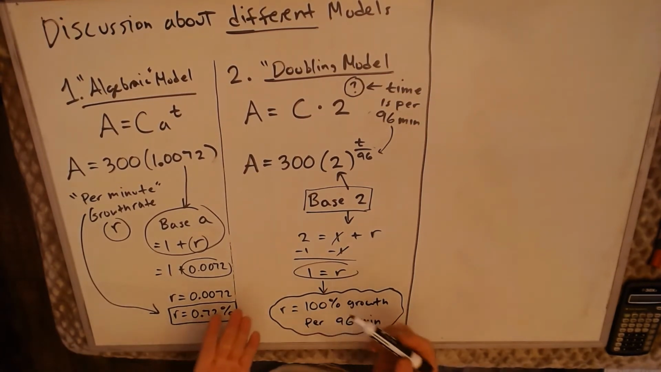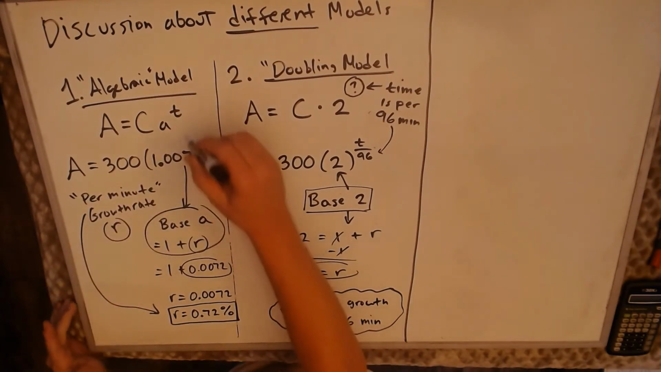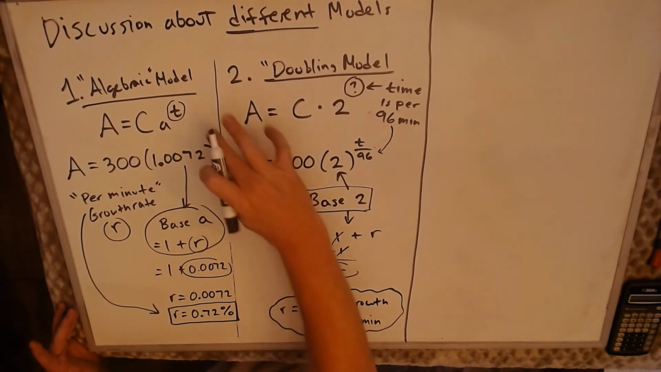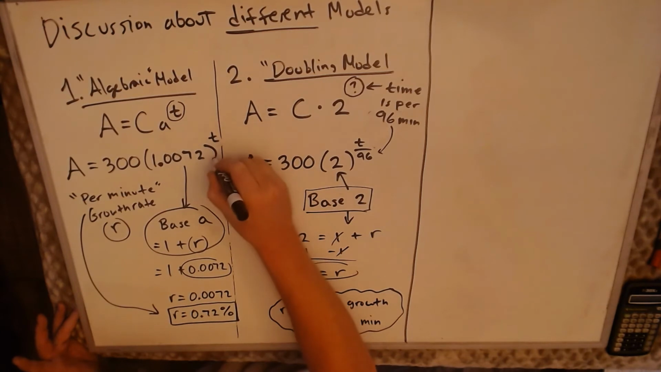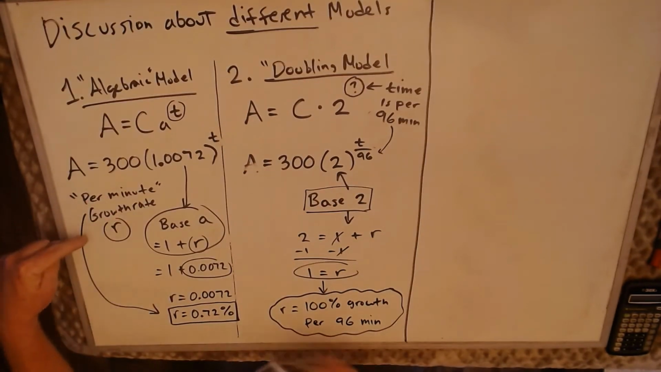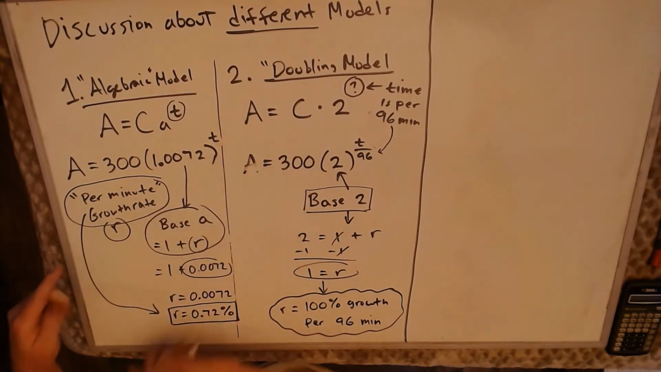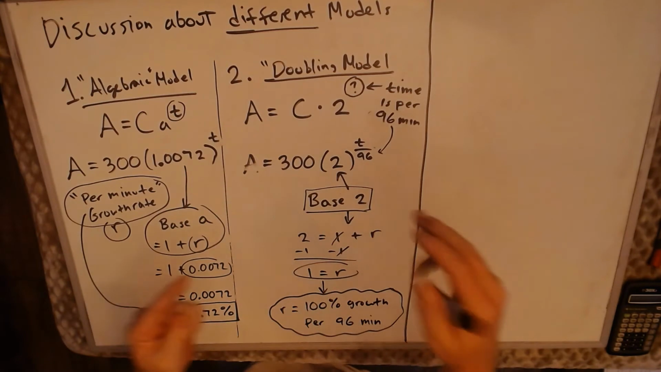Now these have some pros and cons. What's nice about the algebraic model? Well, what's nice about it is look at your power. Your power is super easy. It's so easy I almost left it out. It's a T right here. Your power in this model is just a simple T. It's per minute. So if you want to know 15 minutes, you plug in 15. You want to know 170 minutes, you plug in 170. So this model is really easy because you just plug in a simple number.